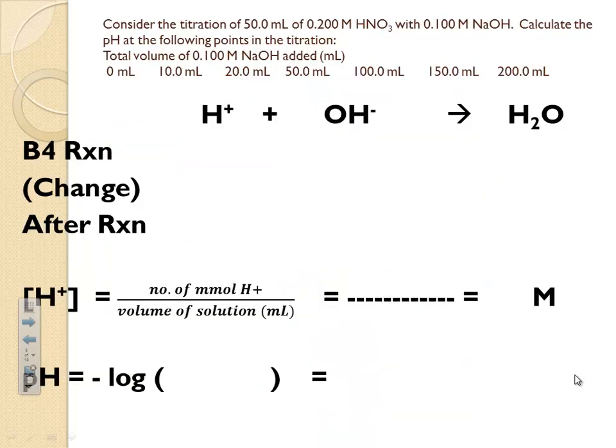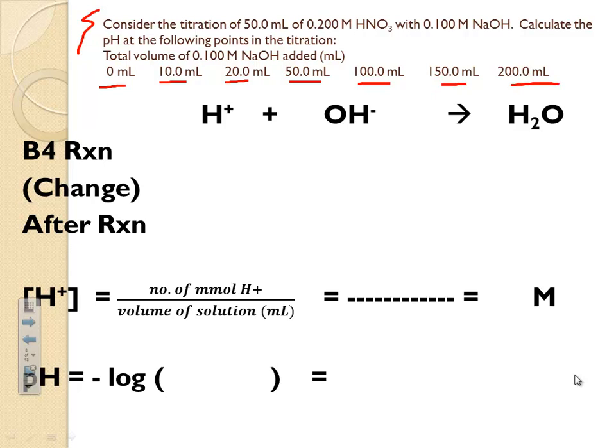Alright, consider the titration of 50 milliliters of 0.2 molar strong acid with 0.1 molar strong base. Calculate the pH at the following points in the titration. Okay, so this is what you should get used to seeing. You're given the initial setup for the problem, but then you're told these different volumes. So it's actually 1, 2, 3, 4, 5, 6, 7 different sets of calculations that you'll need to do. Don't worry, they're not too bad.